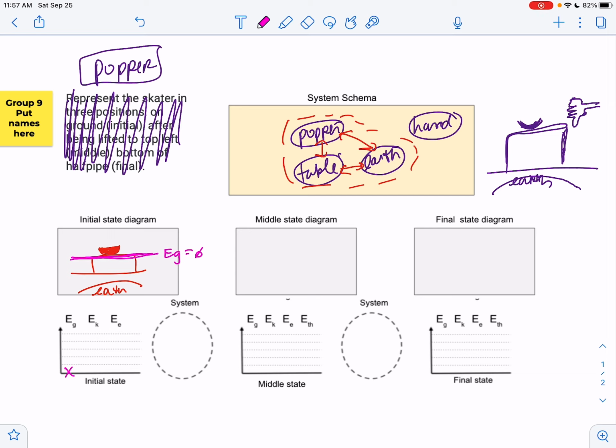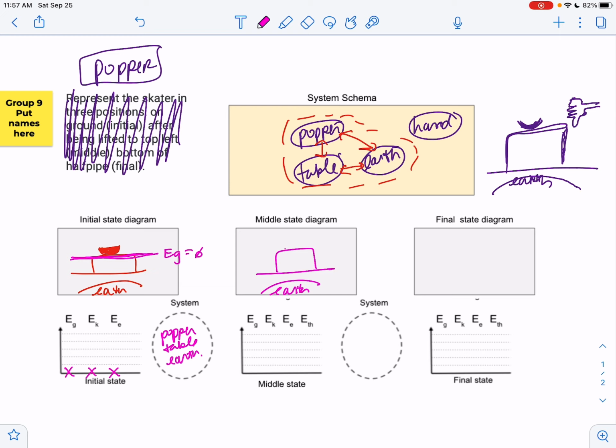So I'm going to have no EG. It's not moving. Nothing is stretched. So I have no energy right now. So that's kind of an issue, because I want something to happen. So what do I have to do in order to get something to happen with the popper?